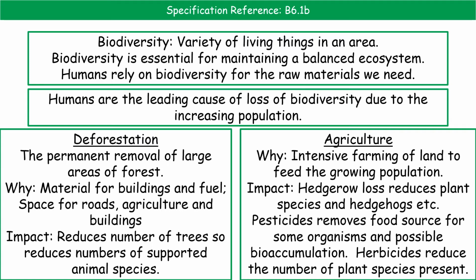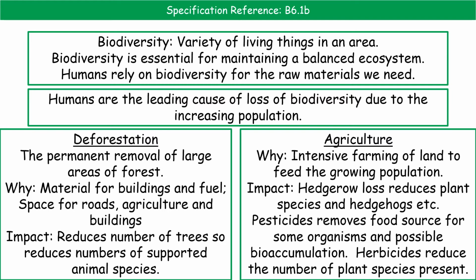First of all then, any of you that do geography will be familiar with this one: deforestation. Deforestation is where we're removing large areas of forest. Think the Amazon rainforest, what we're doing there. Why do we do this? Well, we use those trees for building, for fuel, we're creating space for our farms, etc. The impact is going to reduce the number of trees, so that means we've reduced the supported animal species that rely on those trees. Not good overall. Plus we're also reducing the organisms that remove carbon dioxide from our atmosphere, potentially leading to extensive climate change.